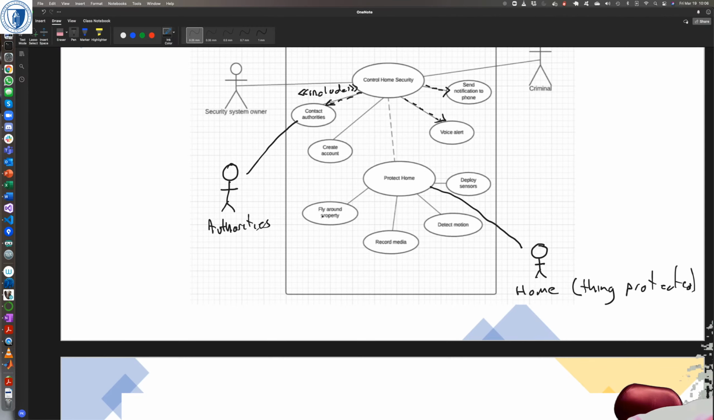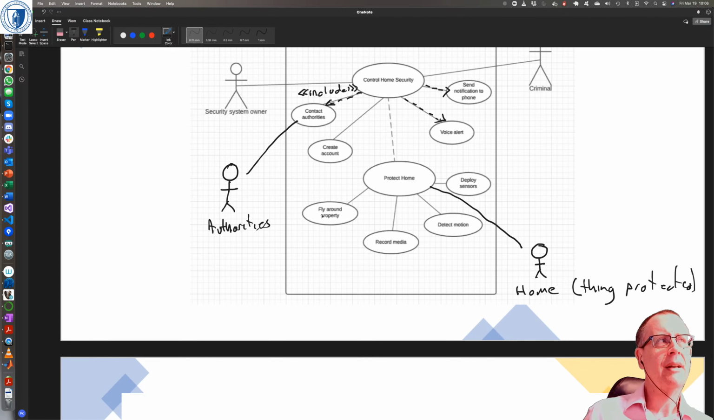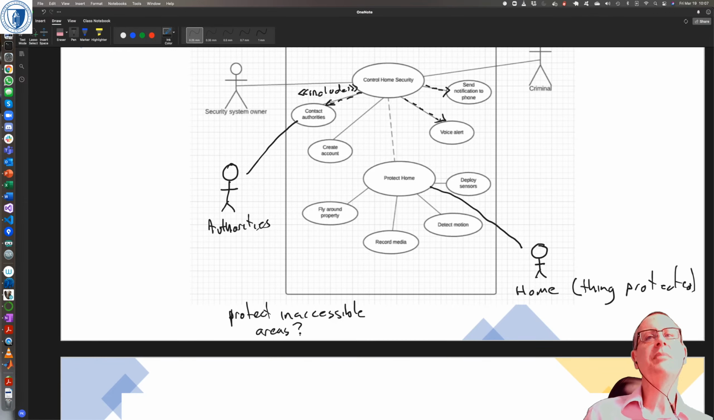Crunch. Sorry, I just dropped my pen. Okay. To me, it's more than protect home, but it's something like protect inaccessible areas, or something like that. I don't know. Something like that. Sure, you can do that with a drone, and that's probably what you're going to end up doing. It's just when you're still at the project proposal level, you want to, like I said, avoid imposing a particular solution if you can.